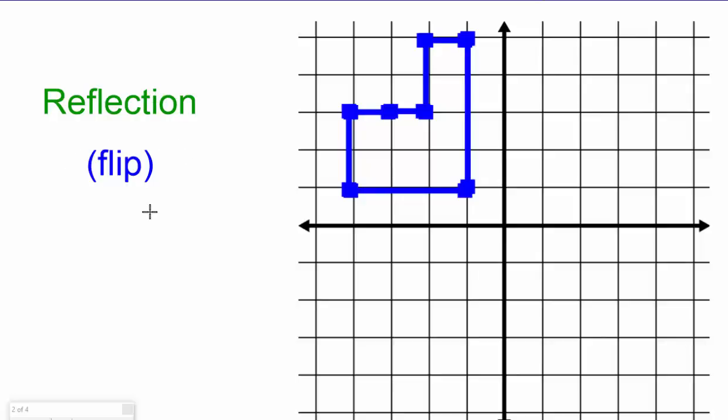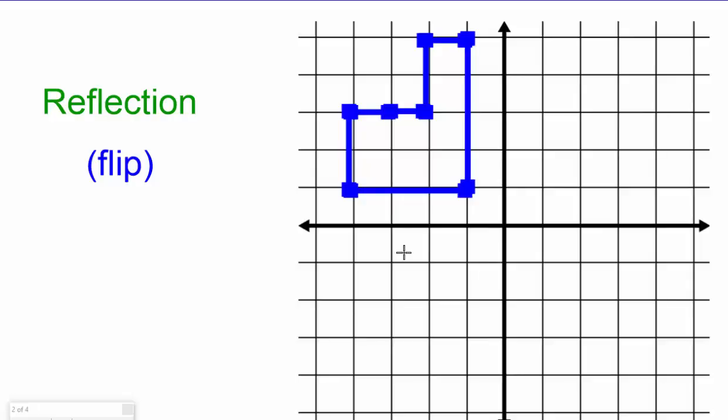The second transformation we're going to talk about is called a reflection. You may know it as a flip. This is where we flip that shape or reflect it so it looks like it's almost looking in the mirror across one of the big axes. And we know in coordinate grids we have two axes. We have, boom, the y-axis, and then the x-axis.